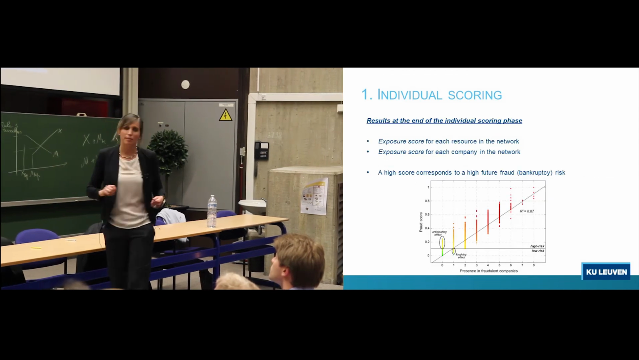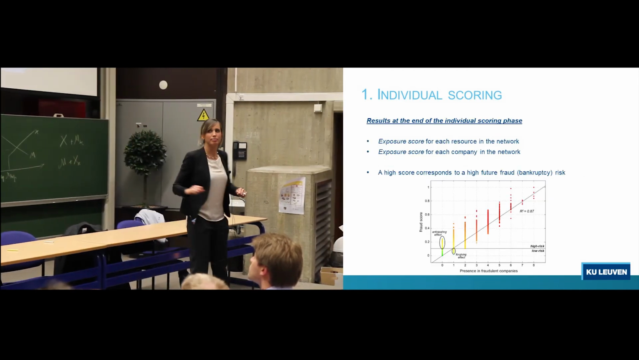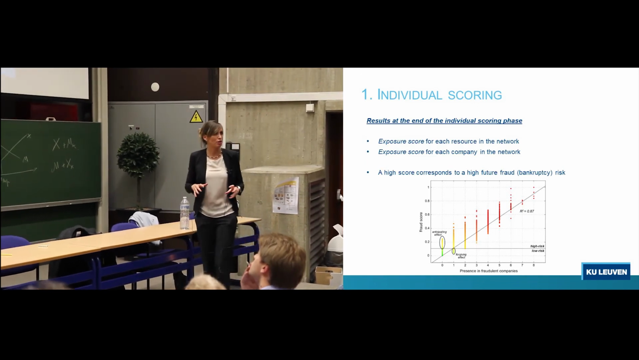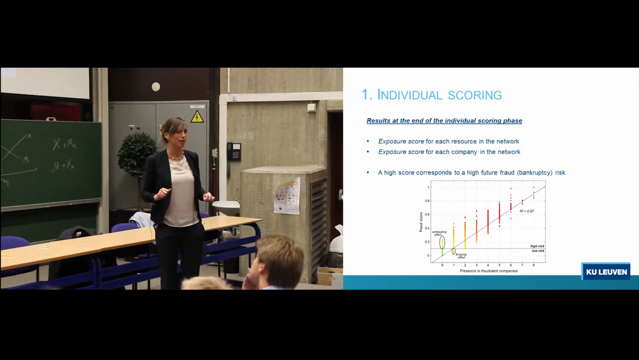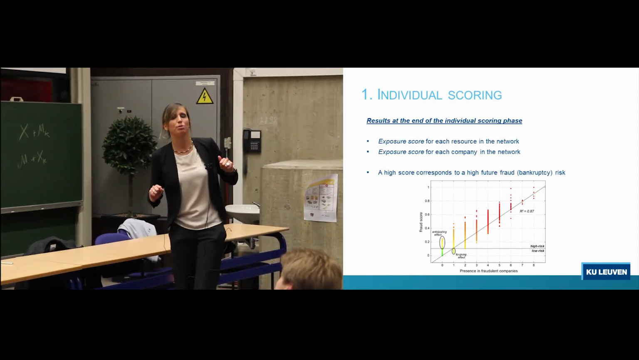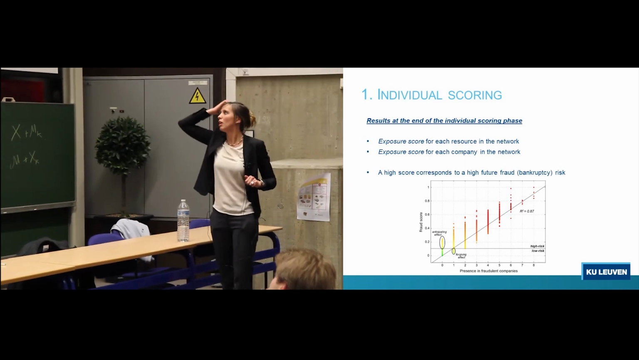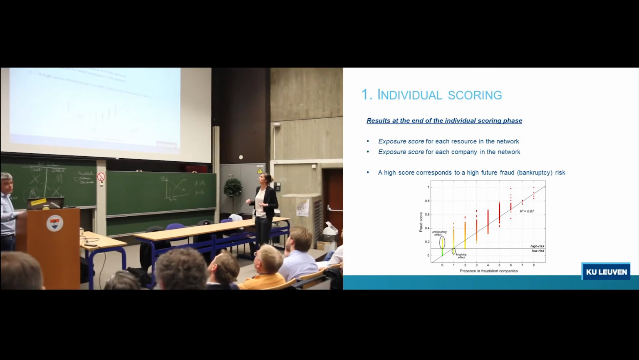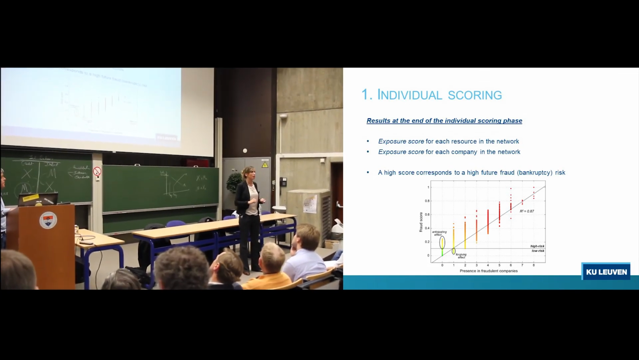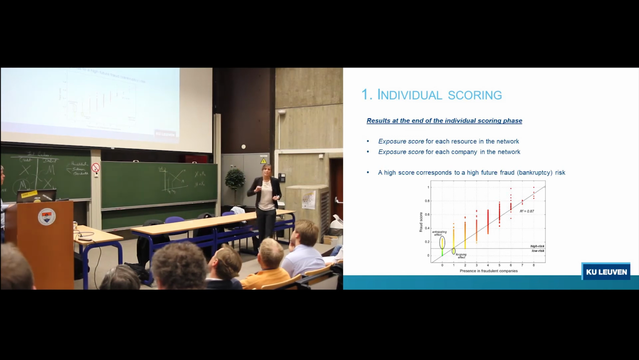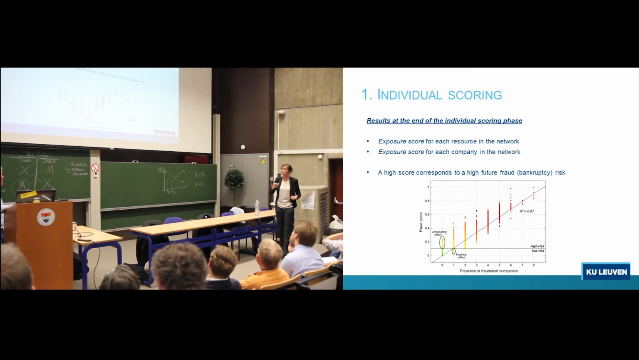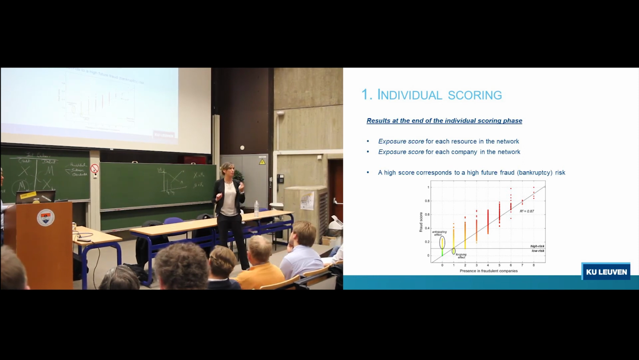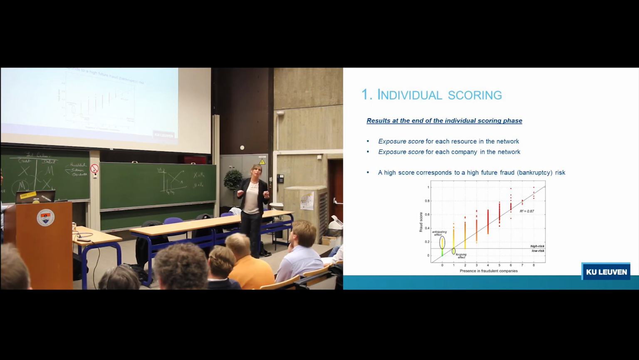Now, what are the results of individual scoring? They're actually quite remarkable. So in the end, we get a fraud score for each node in the network. That is for each company, but also for each resource. This is the graph of the resources. On the x-axis, we plot the presence of a resource in fraudulent companies. On the y-axis, we have the fraud score. Now, there is a positive relationship, meaning that the more you're involved in fraudulent companies, the higher your fraud score is. Now, we have 2 really remarkable effects.